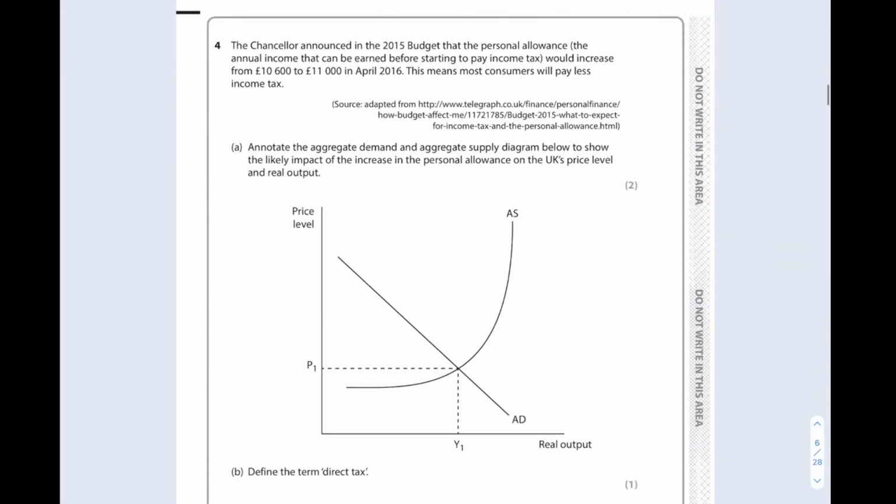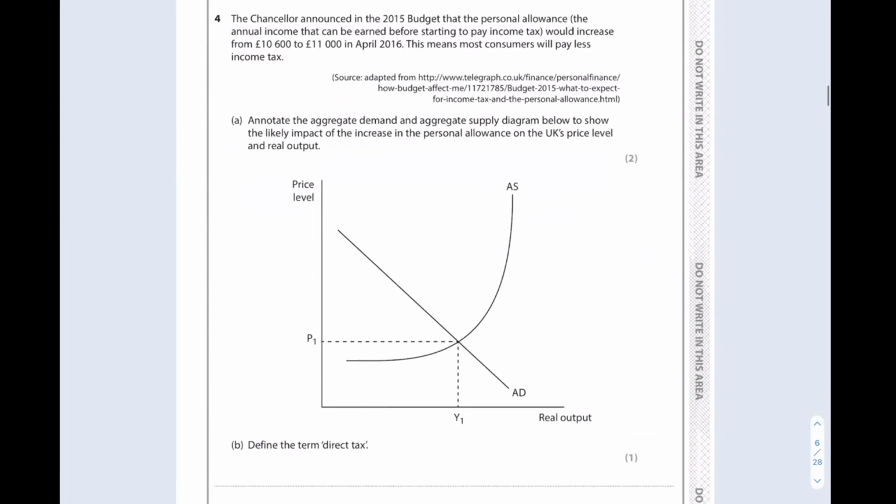The Chancellor announced in the 2015 budget that the personal allowance, the annual income that can be earned before starting to pay income tax, would increase from £10,600 to £11,000 in April 2016. This means that consumers will pay less income tax. Annotate the aggregate demand and aggregate supply diagram below to show the likely impact of the increase in the personal allowance on the UK's price level and real output. Okay, so what they're really concerned about is you showing the correct shift, but also labeling the equilibrium points.